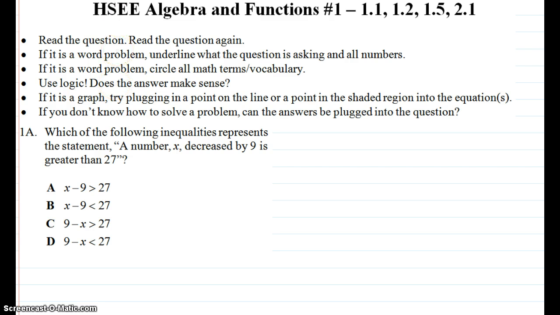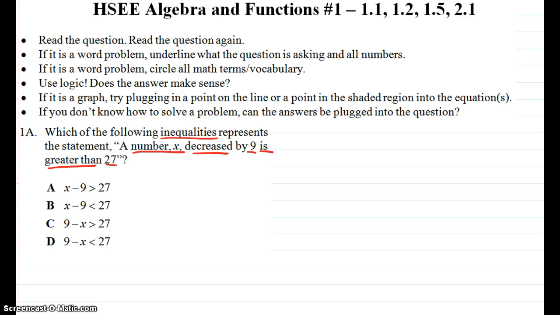So as we read the question, which of the following inequalities represents the statement a number x decreased by 9 is greater than 27? So number x decreased by 9 is greater than 27.